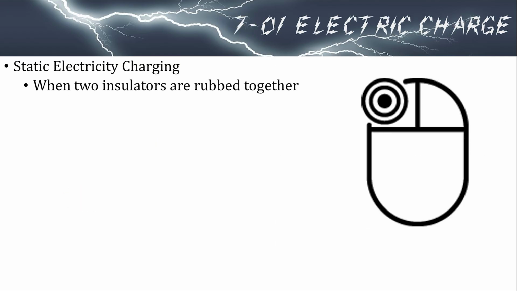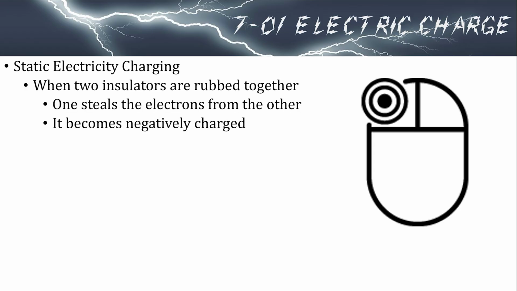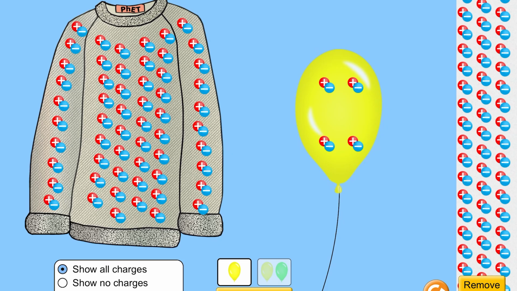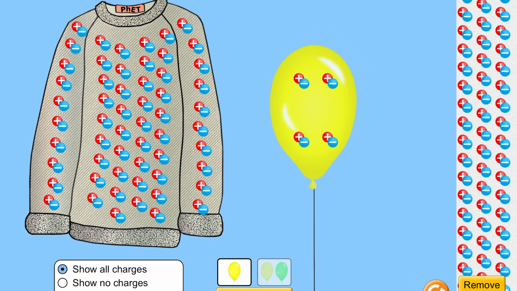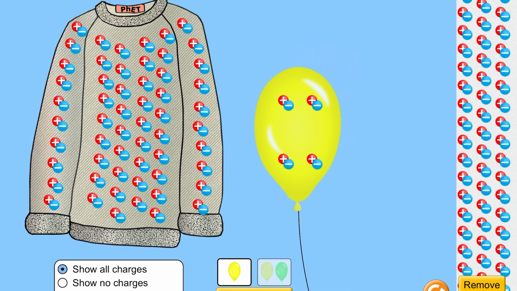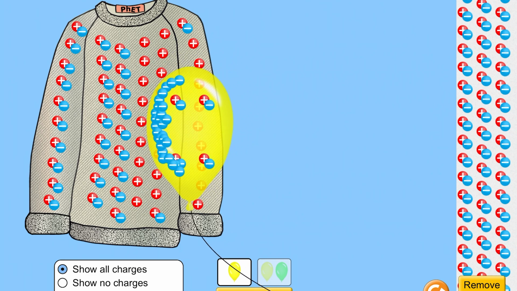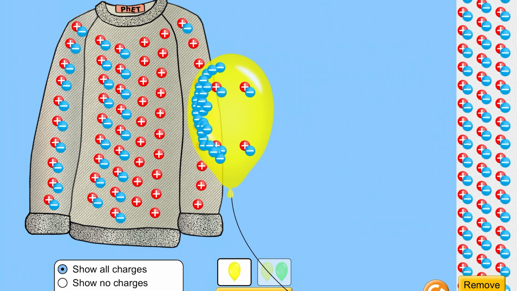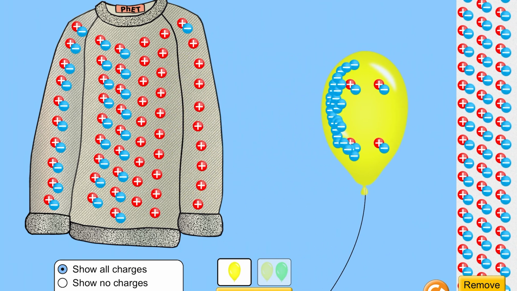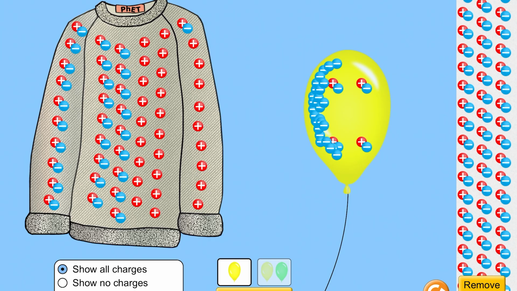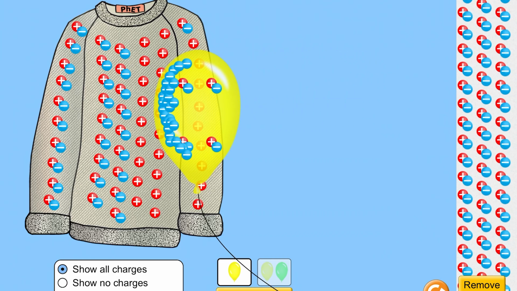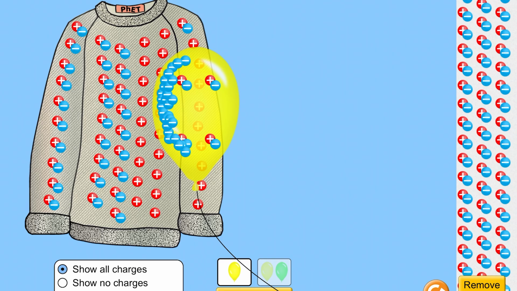Static electricity charging: when two insulators are rubbed together, one will steal the electrons from the other. So it becomes negatively charged, and the other becomes positively charged. For example, here I take this balloon, which is a rubber insulator, and rub it on the sweater, which is also an insulator. And notice, the balloon grabbed all the electrons, the sweater stayed positive, and if I let it go, it's attracted to it.